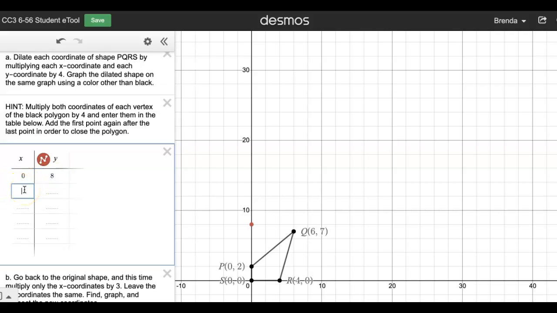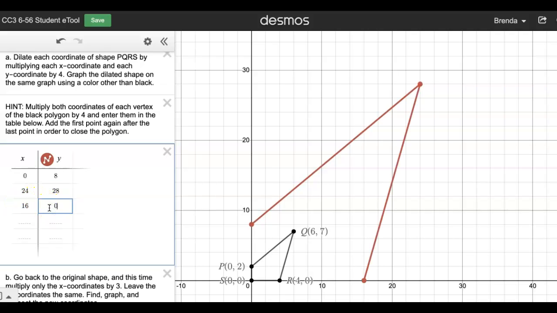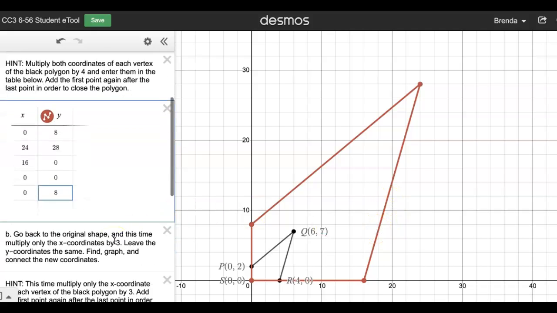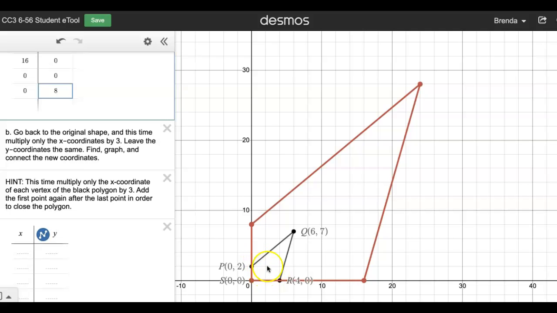Q, if I multiply that by 4, since it's 6, 7, I'm going to get 24, 28. And then R is 4, 0, so then I'm going to get 16 and 0. And then S is going to stay at 0, 0, and then I'm going to put the coordinate I started with back in to map my shape. Okay, so this is what this shape looks like dilated by 4 when we've multiplied that by 4.